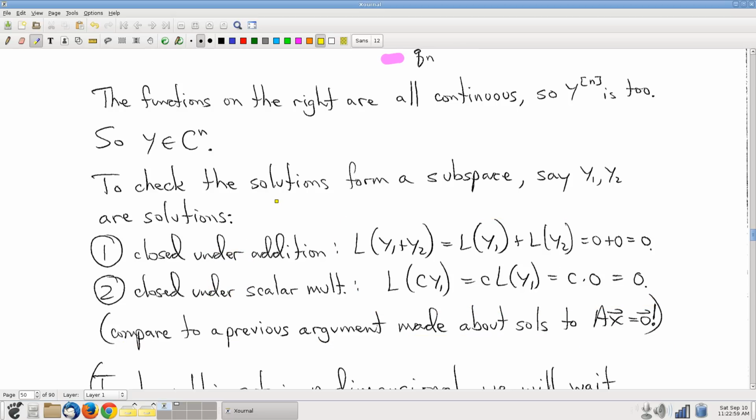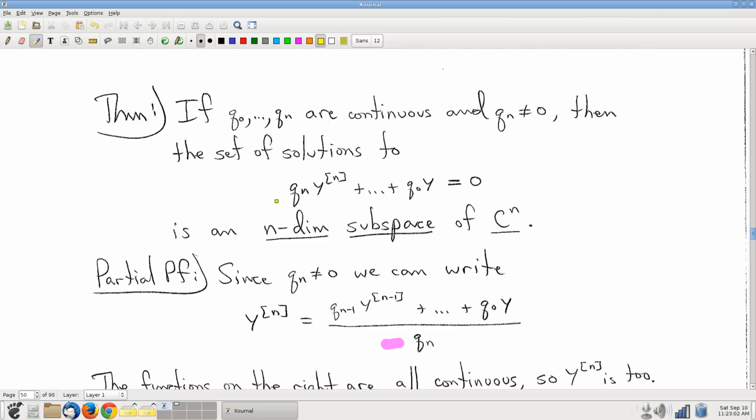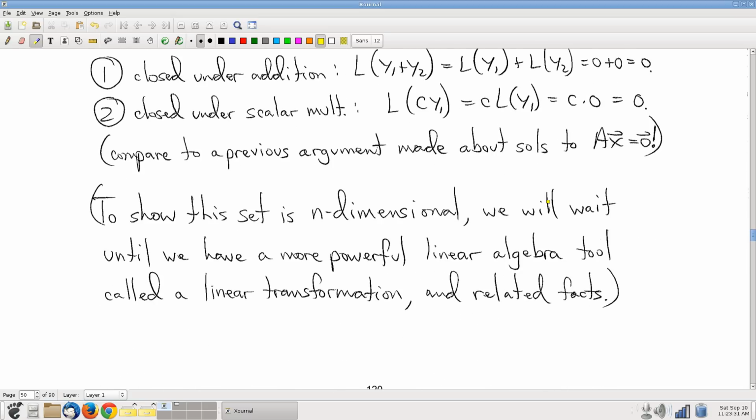Okay. All right, now there is one last thing to confirm. We've confirmed that these are Cn. We've confirmed that they form a subspace. It remains to consider the question of whether this subspace is n-dimensional. We do technically have tools that would allow us to prove this at this moment, but there are a lot of details. And very soon in the course, not far at all in the future, we will have some more powerful tools that will allow us to draw this conclusion more easily. So I'm going to delay this proof until we have this more powerful linear algebra tool called a linear transformation. Okay.